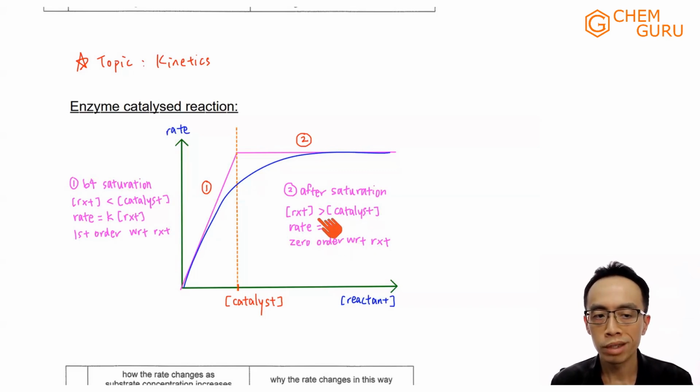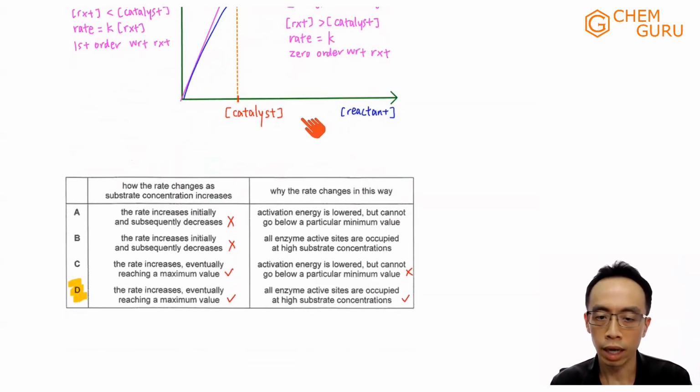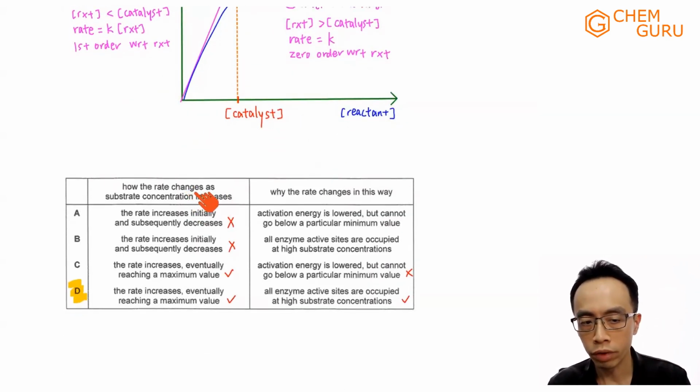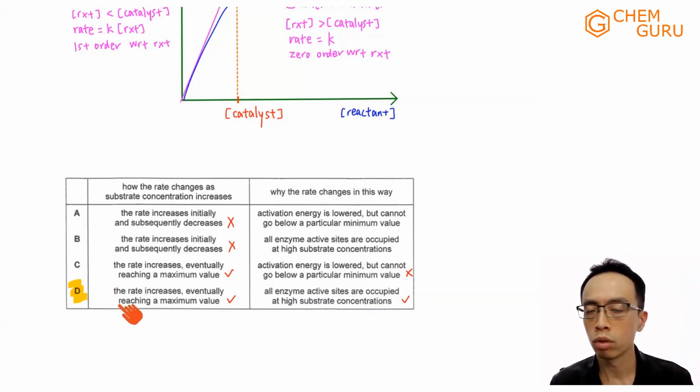We want to view this enzyme catalyzed reaction as a combination of two graphs. First portion is first order with respect to reactant. Second portion will be zero order with respect to my reactant. Now we can answer this question. How the rate changes as the substrate concentration increases should be the rate increases, eventually reaching a maximum value. And why this happens is because all the active sites are occupied when the concentration of my substrate is high. So the answer to this question will be D.